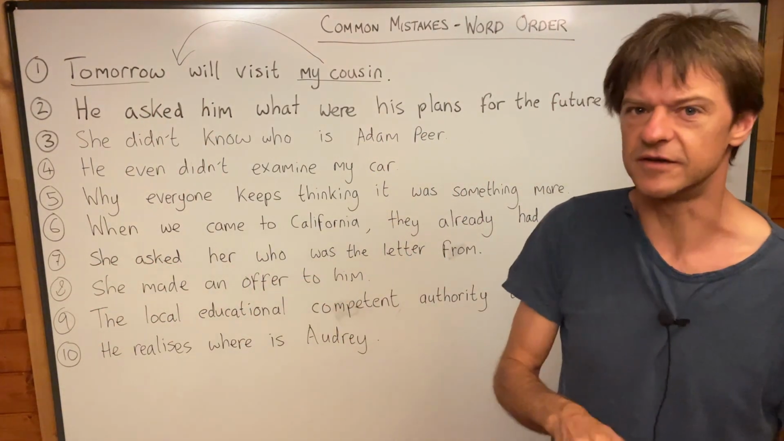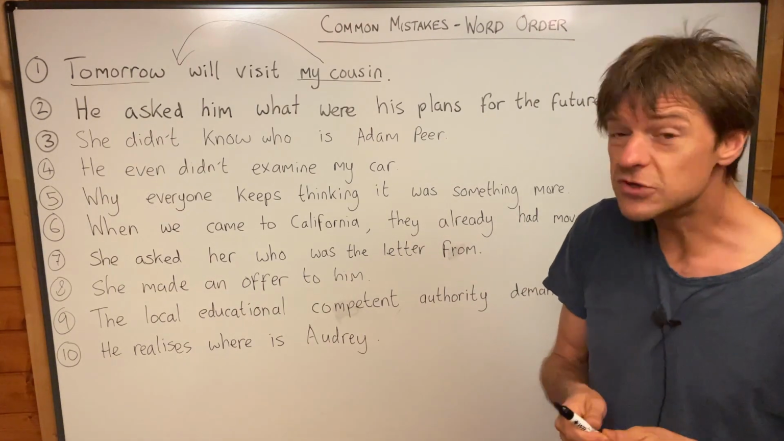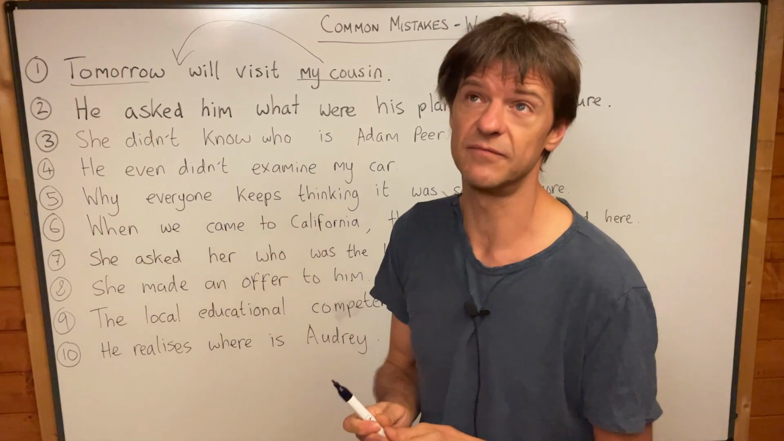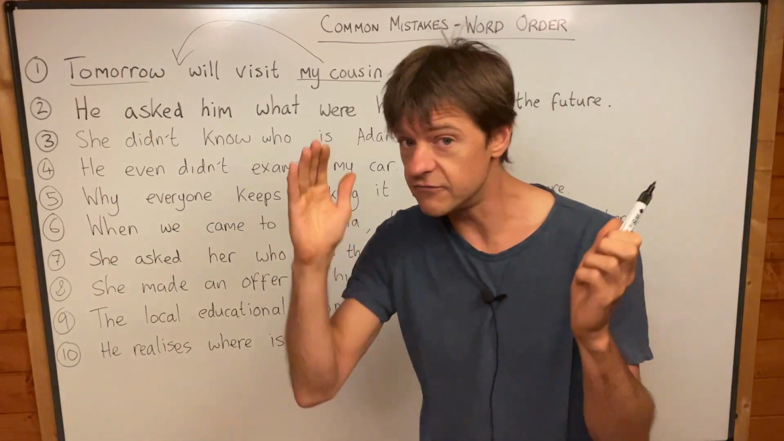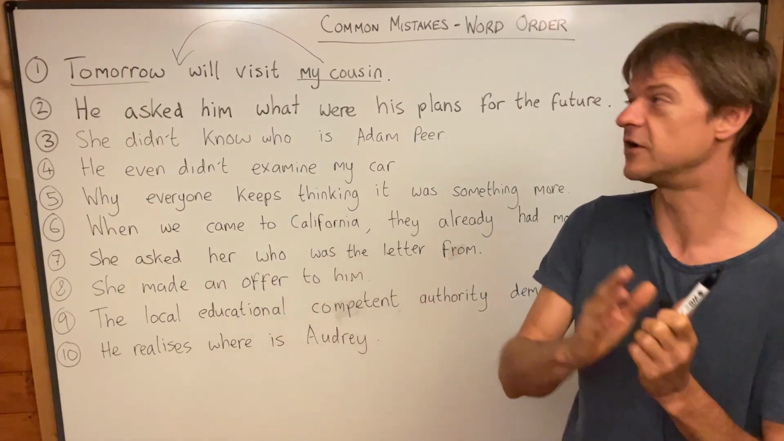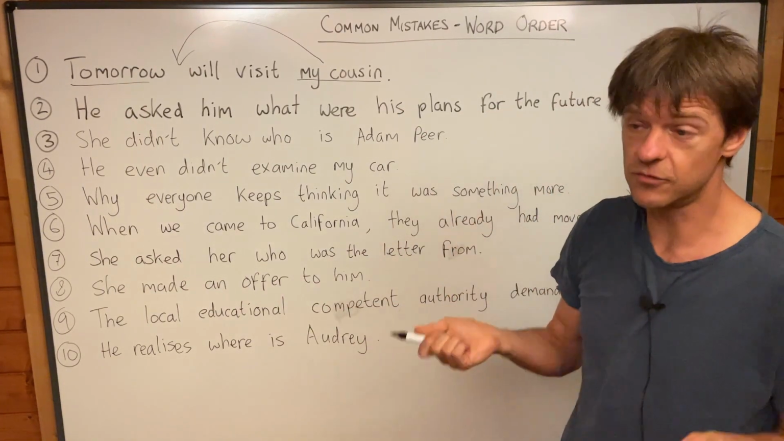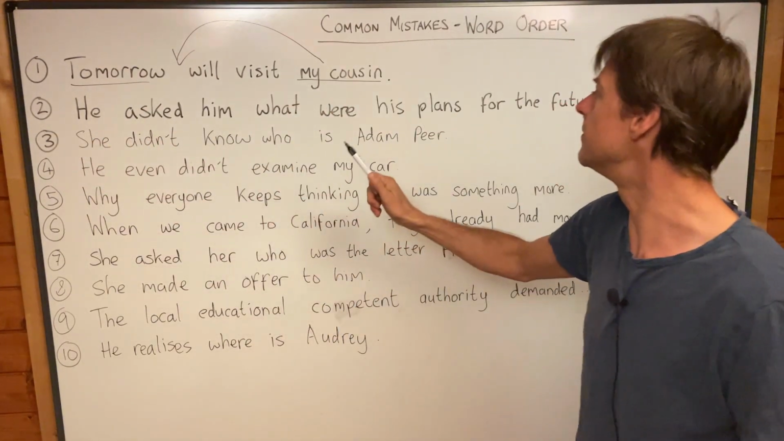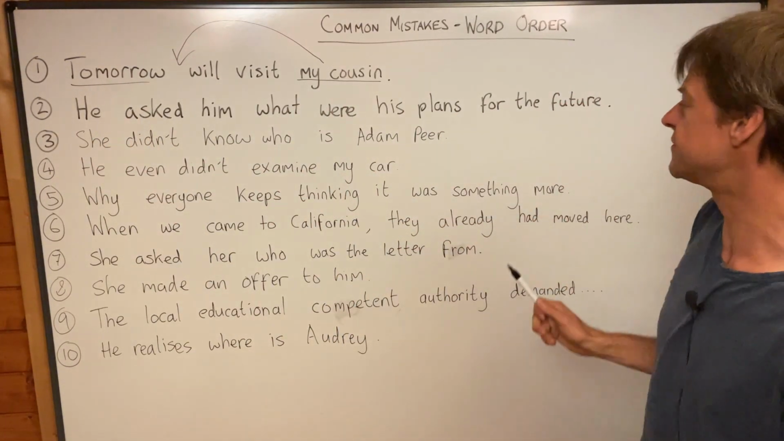You need a good reason for using inversion. Usually it's when you've got the verb to be and maybe a fronted adjective or something like that. Being honest, I can't remember all of the times, but I have gone through them in my video on inversion on the grammar course. So if you want more details, they're all there. Okay, number two, he asked him what were his plans for the future.